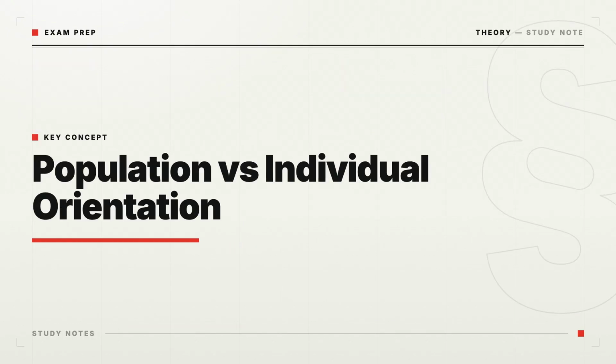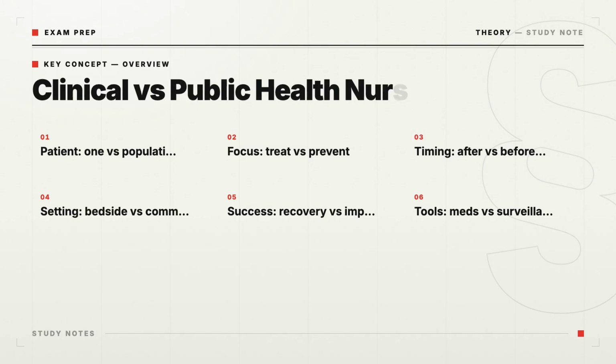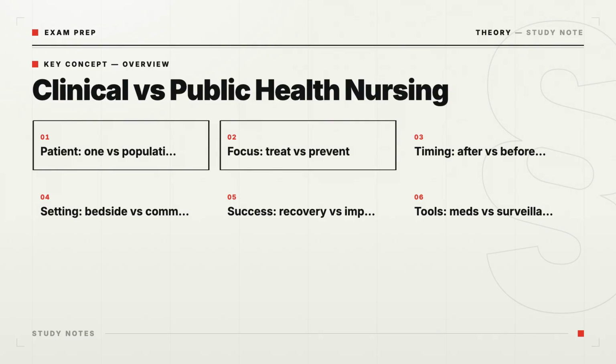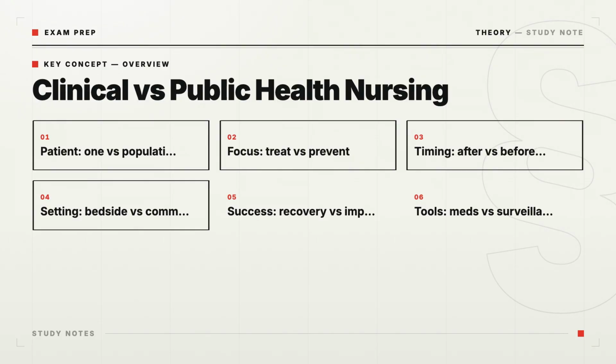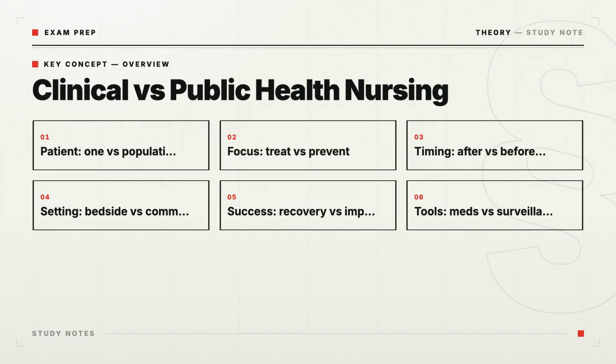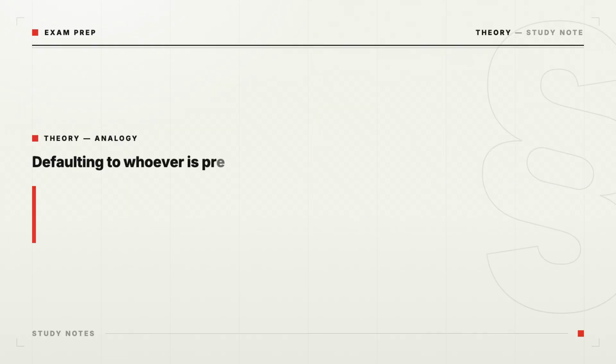One nurse, 1 hour: help the walk-in client with his medication review, or set up the blood pressure screening line outside. Both are defensible nursing, but only one reflects the orientation that defines public health as a discipline. Clinical medicine asks what is wrong with this patient and how to fix it. Public health asks what threatens this population and how to prevent it. And the two orientations differ across patient focus, timing, setting, success, and tools.